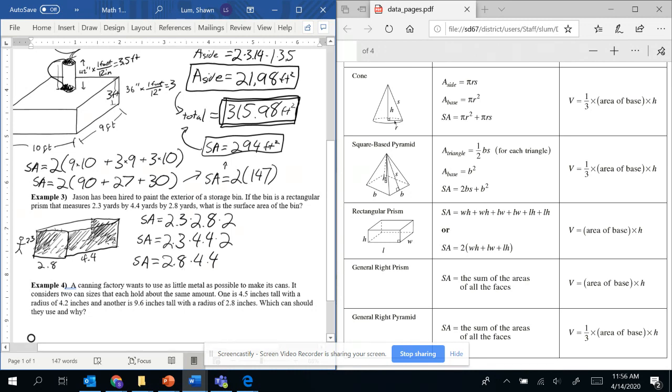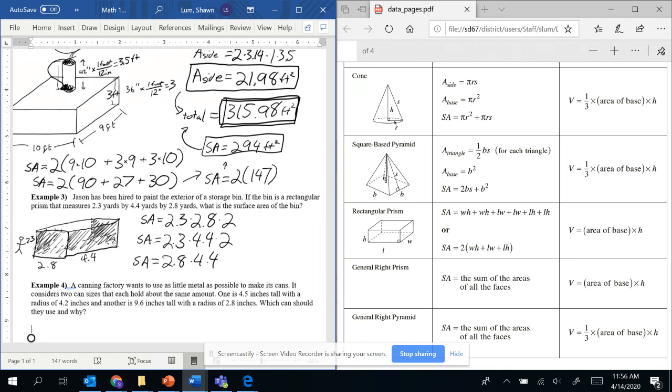Okay, now I'm noticing a little bit of a problem right here. It says Jason has been hired to paint the exterior of the storage bin, and we actually don't know which side of the storage bin is down. I kind of assume that this long side would be down, this 4.4 yards by 2.8 yards, and you wouldn't have to paint that.